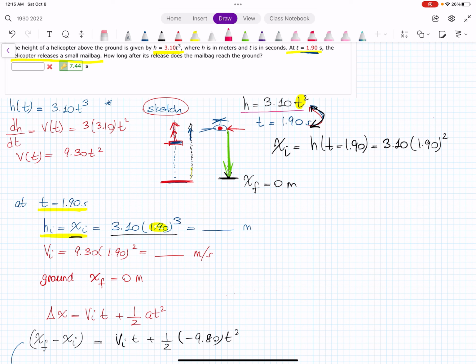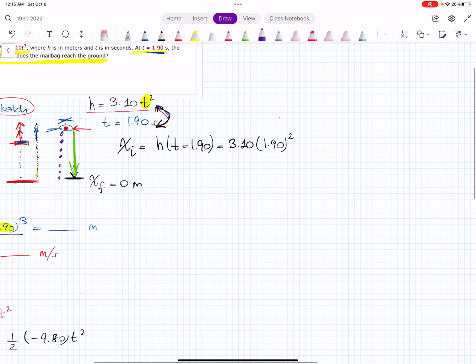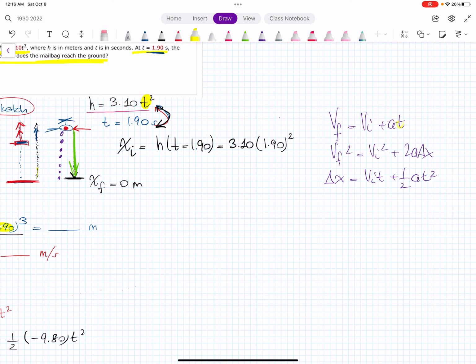Let's continue reading. How long after its release does the mailbag reach the ground? What are we calculating? We're calculating the time it takes for the package to reach the ground. We're looking for delta t. Which equations are we going to use, everybody? You have your three linear equations. What are we solving for? We're solving for the time. So only equation number 1 and equation number 3 are applicable to the problem.